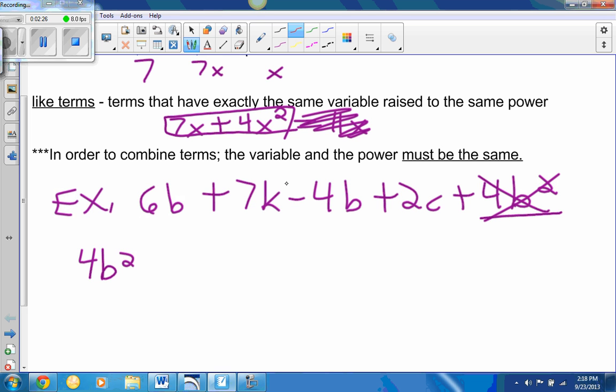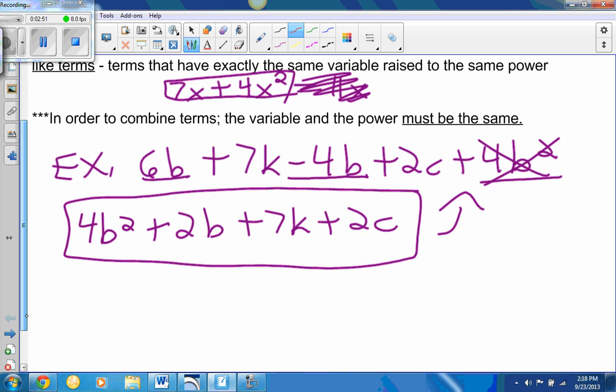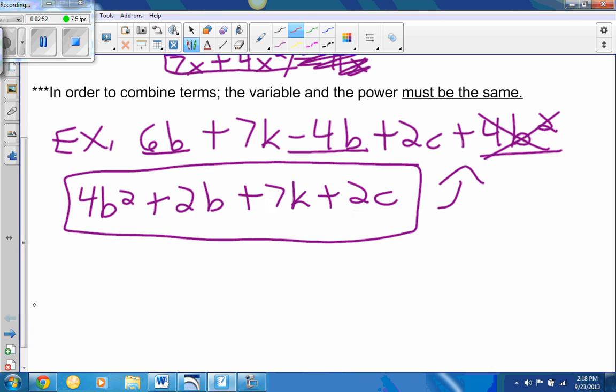If they all have the same power, okay, so 6b, and I have a minus 4b. You always look at what's in front of the numbers. So 6b minus 4b is 2b. It's a positive 2b, so it's going to be plus. And then I have a k and a c, so I'm just going to copy those down because they cannot be combined. So this is the answer to this, simplified. That's all you can do to it. You're basically just rearranging it. You're combining what you can, and then you're leaving it.